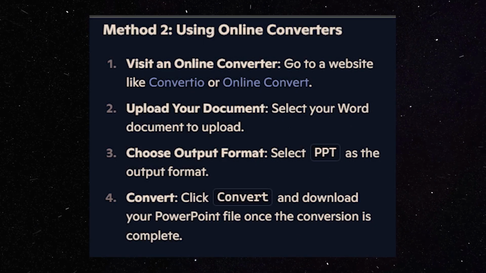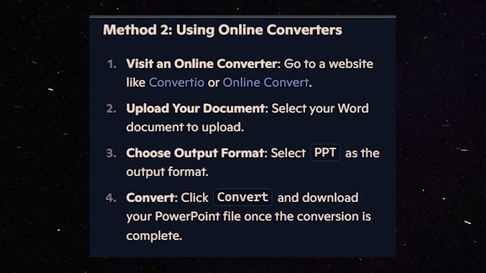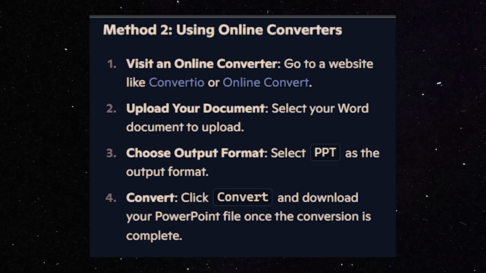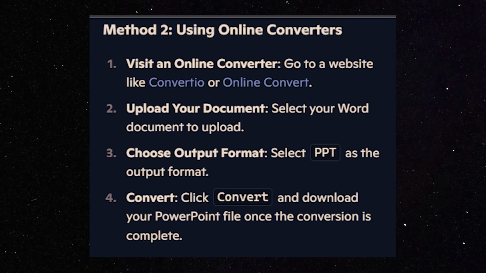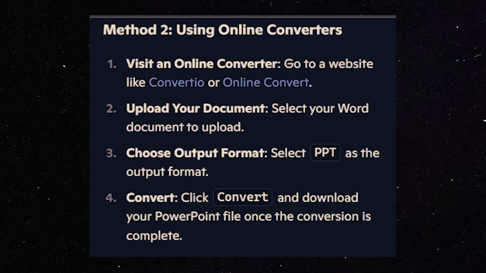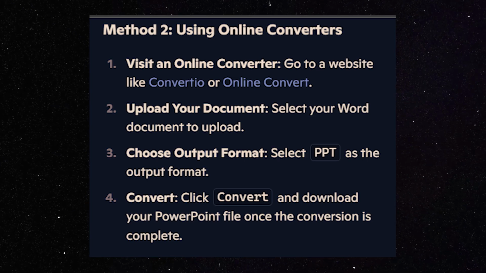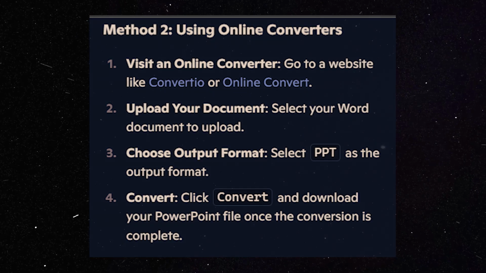Method 2. Using online converters. Go to a website like Convertio or Online Convert. Select your Word document to upload. Select PPT as the output format. Click Convert and download your PowerPoint file once the conversion is complete.